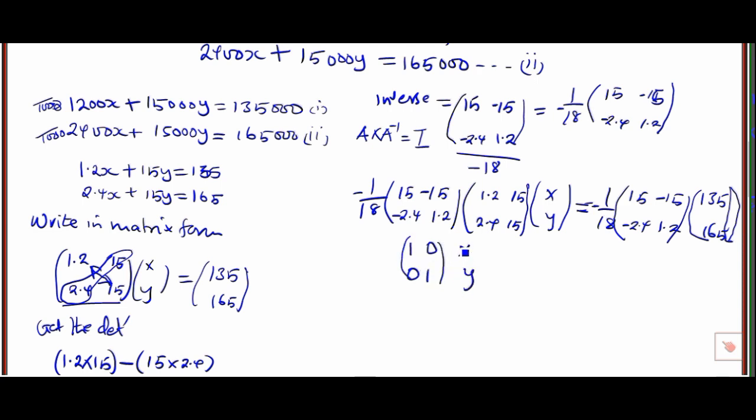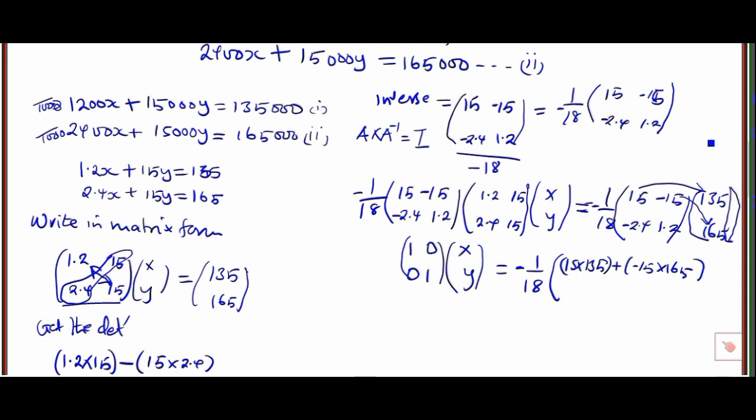During your free time, you can confirm that on your own. And this one shall give us... now we are going to first of all multiply this 2 by 2 matrix by this 2 by 1 matrix. So this one is equal to negative 1 over 18 into... multiplying matrices is as easy as this. You take 15 times 135, and then you add negative 15 times 165.